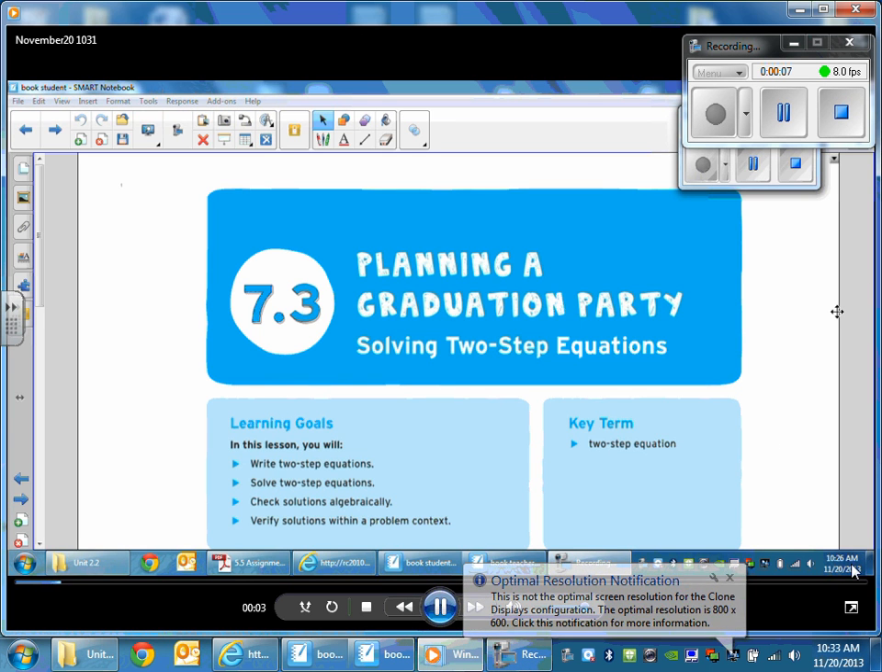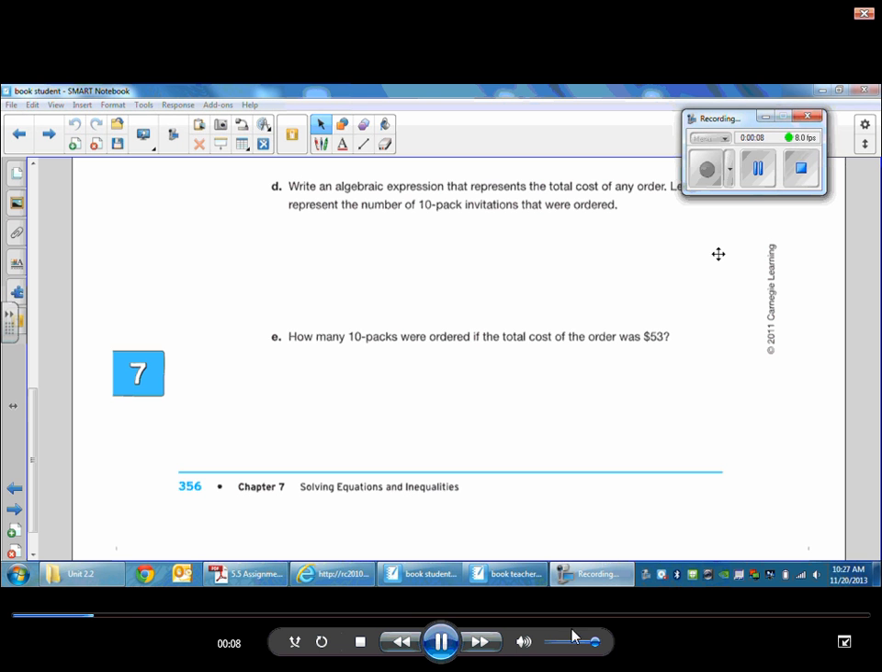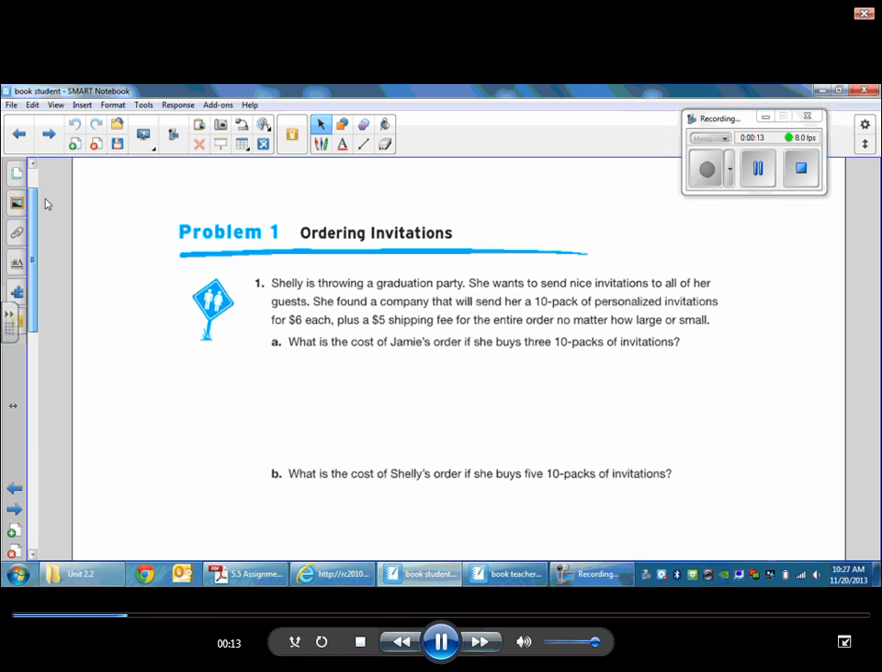Evening, tonight we're going to do 7.3, planning a graduation party. We will begin on page 356, so turn to page 356.